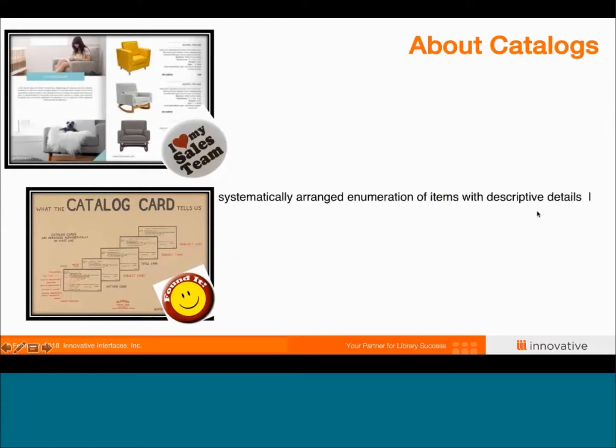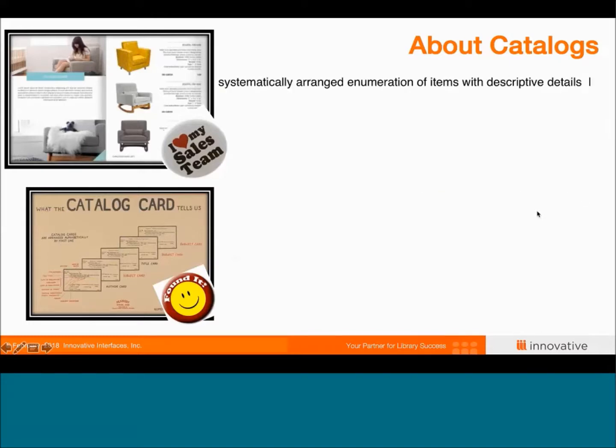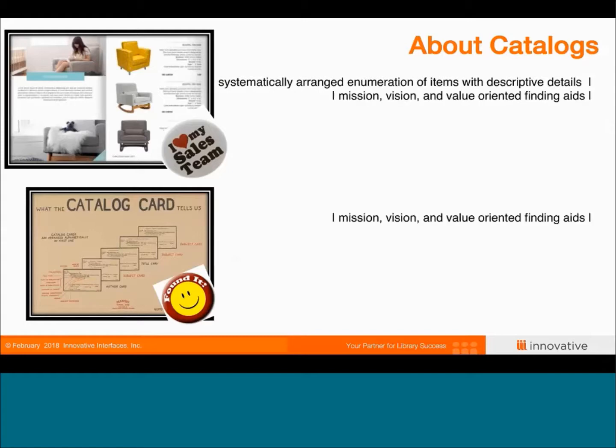What are catalogs? Catalogs are about knowledge organization, or said another way, systematically arranged enumerations of available items with descriptive details. They're mission, vision, and value-oriented finding aids for the collections we have and that we supply to our end users, which is, again, a somewhat long-winded way to say they're about economical, evidence-based directories to the products, services, and experiences delivered by our organizations, companies, and institutions.